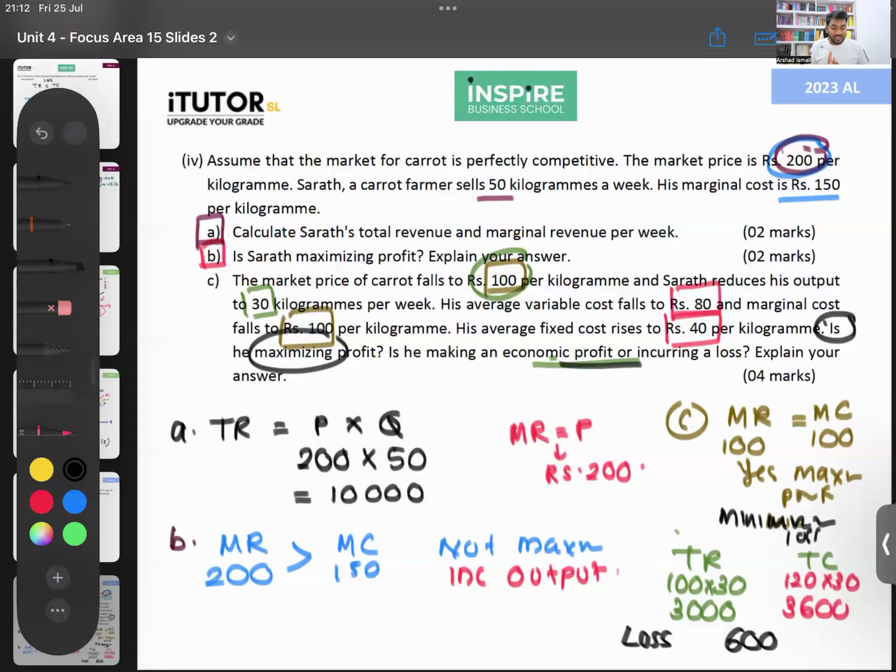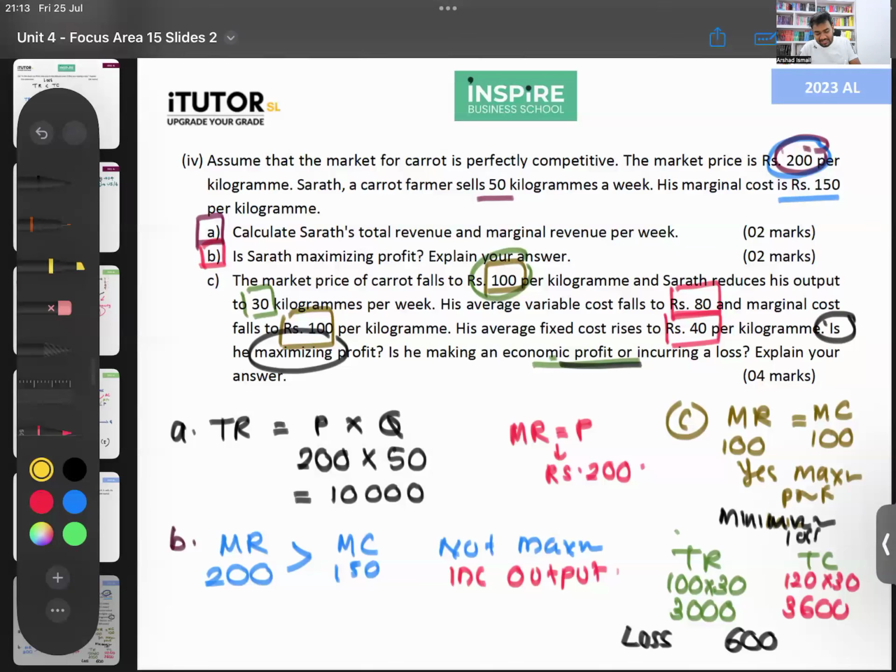The second part of the question asks whether he's making economic profit or not. This is the price, this is the quantity, so total revenue is this much. This is the average cost, this is the quantity, therefore total cost is this much. Then calculate the profit and show. Instead of just writing numbers, you have to put that into a paragraph. So that's the 4 marks there.